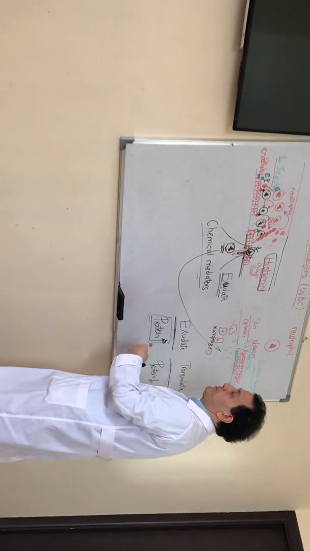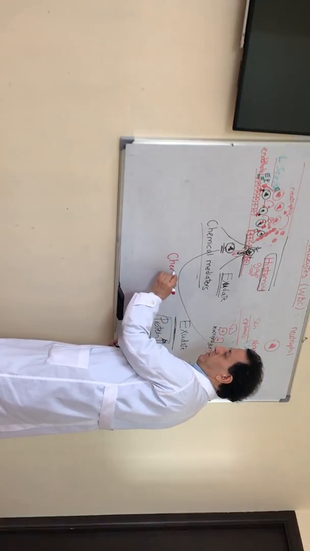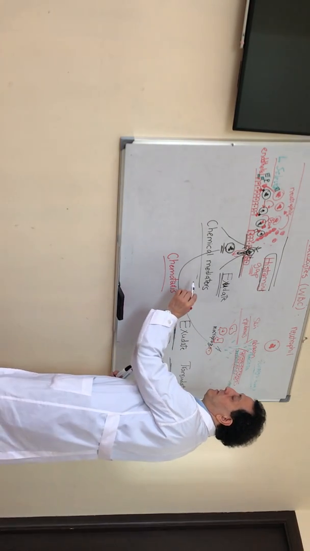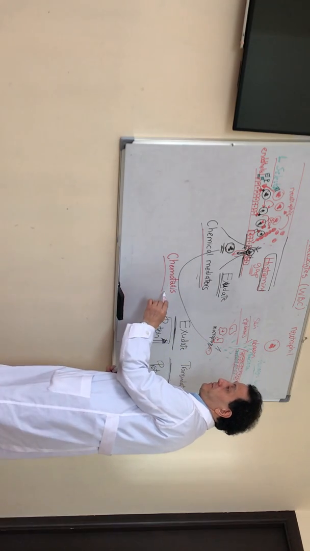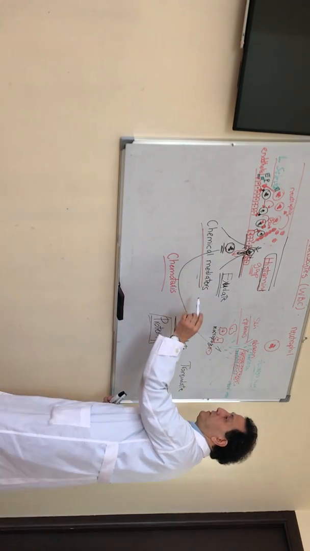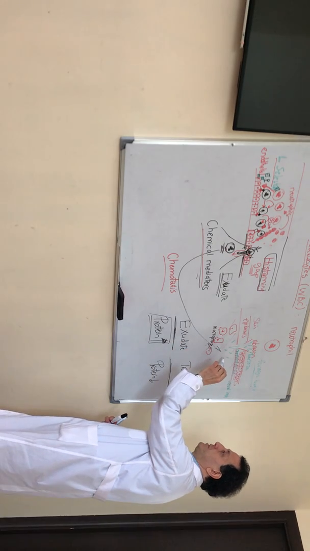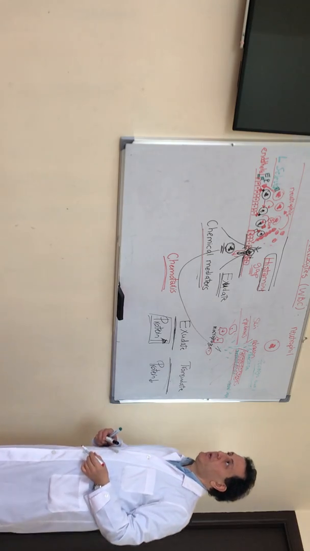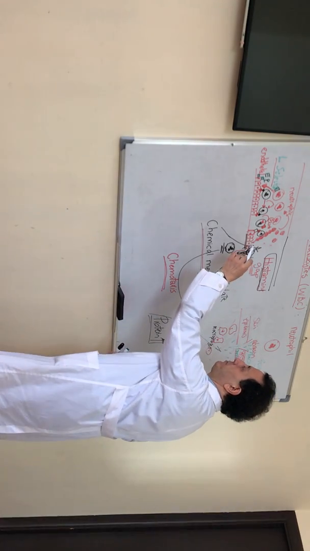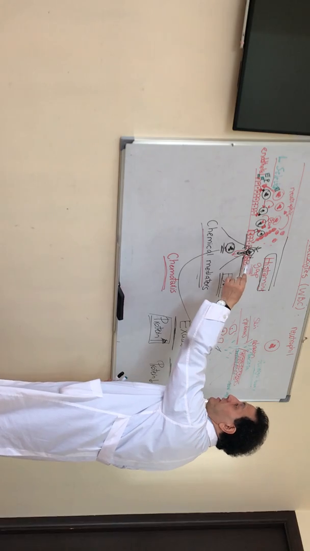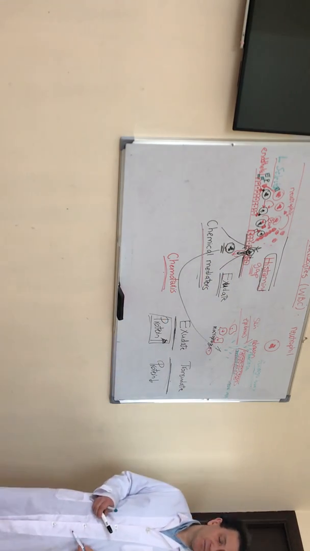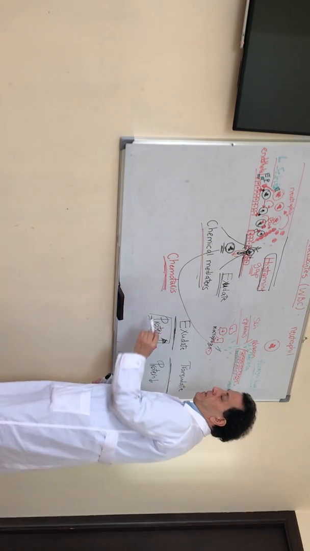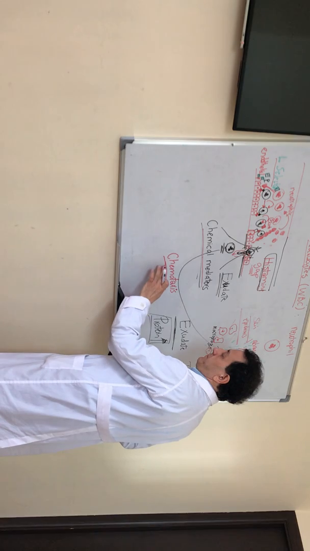So after transmigration, we have chemotaxis. This chemotaxis is stimulated by chemical mediators. They cause a directional movement toward the injurious site, and this step is called chemotaxis. So margination, rolling, firm adhesion, transmigration or diapedesis, and then chemotaxis by chemical mediators. These chemical mediators are different, with different names.